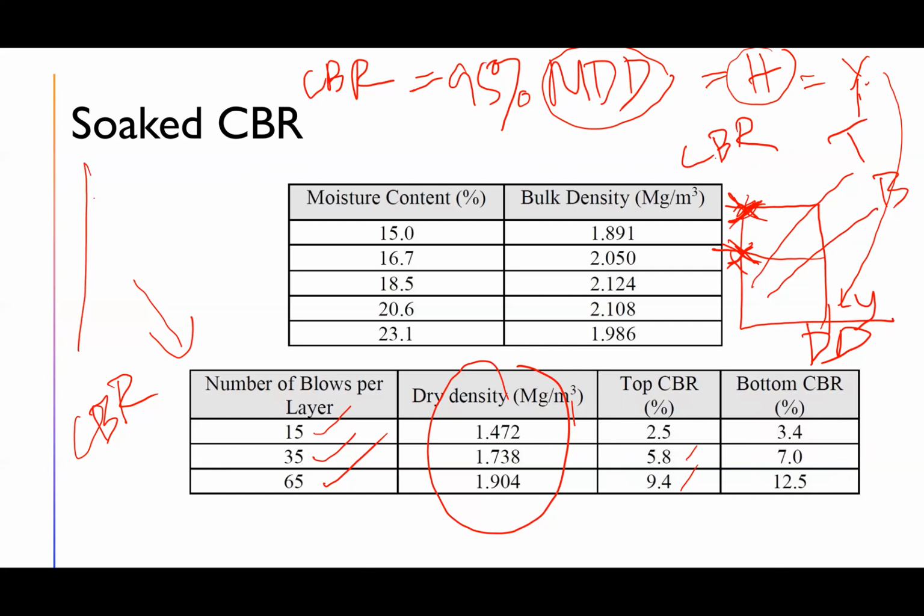Basically, this is all a repetition of what you learned during your Highway Engineering subjects in your second year. I think that's all for the CBR California Bearing Ratio test.